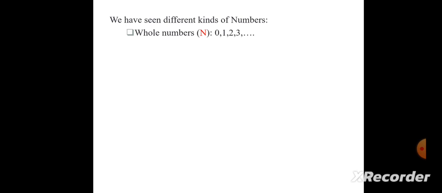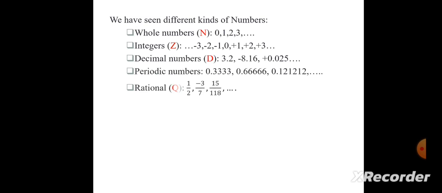Whole numbers or natural numbers: 1, 2, 3, 4, 5, and we know numbers go to infinity. I'm talking here about the positive numbers. Another kind of numbers is integers. They include positive and negative numbers.